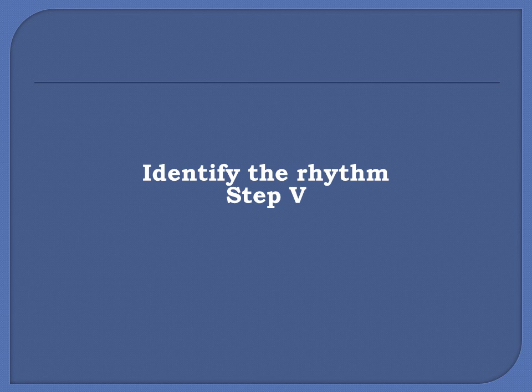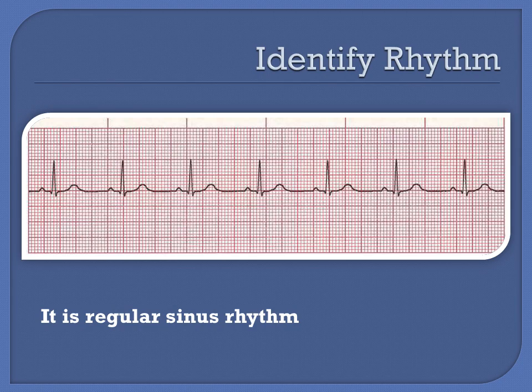Let's move to step 5, in which we have to identify the rhythm. So look at this rhythm on the slide. Since the beginning we are following the same rhythm on each step. The analysis so far suggests the normal measurements, and the analysis showed no abnormality in this rhythm. Therefore, this is a regular sinus rhythm.